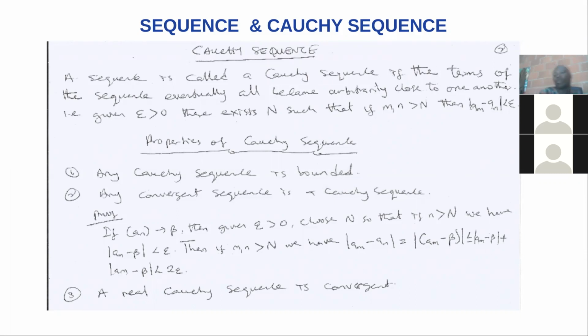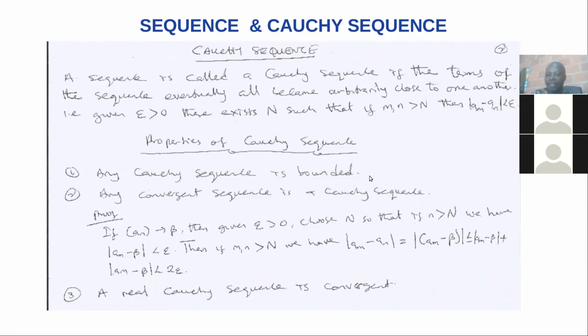You know, they are very close to each other. So this is what we mean by Cauchy sequence, and they have properties. Properties of Cauchy sequence: one, any Cauchy sequence is bounded. That is, they have a boundary. They cannot go beyond the boundary. If they move out of that boundary, then they are no longer a Cauchy sequence.